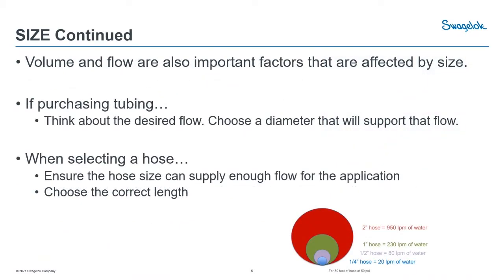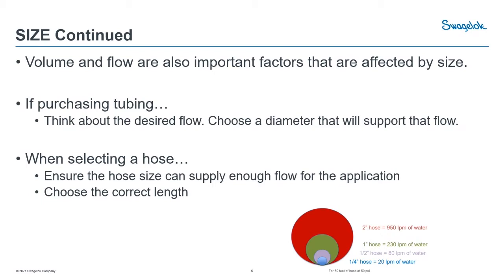Like I mentioned earlier, flow is a very important factor that is affected by size. In the same breath, volume is important too. Again, if you are purchasing tubing, think about that desired flow and choose the diameter that will support the flow. The reality is you need to calculate the appropriate inside diameter and area for your flow. So if you've got 1/2 inch parts, you'll match to 1/2 inch tubing, but what wall thickness do you need? What really drives your wall thickness is the pressure you need to contain and the strength the tubing has to have.